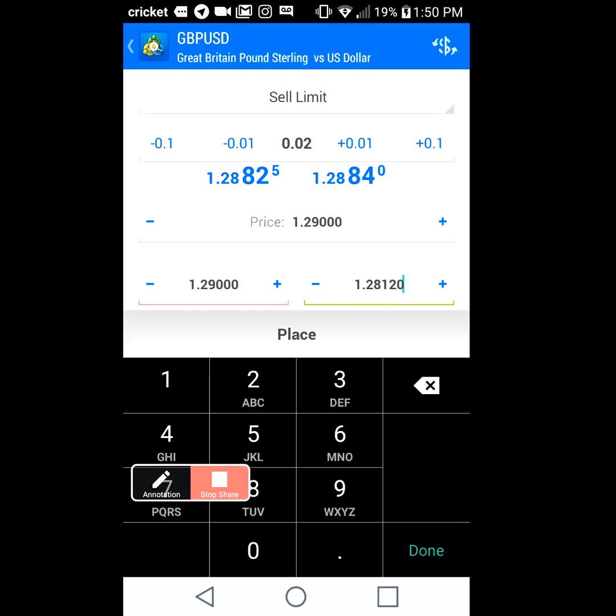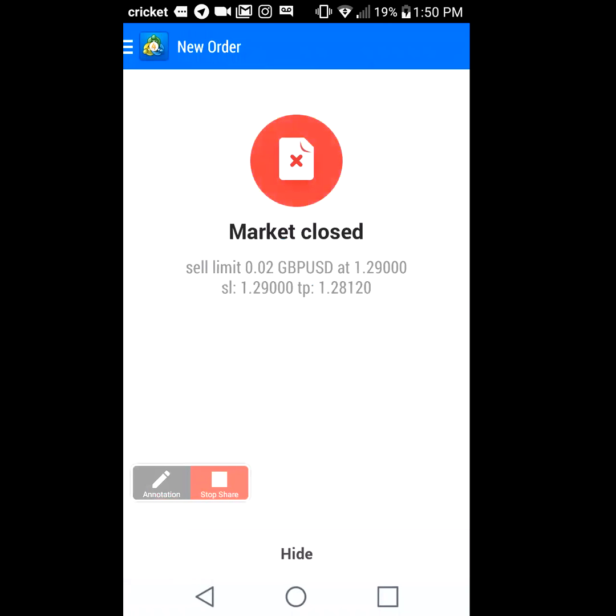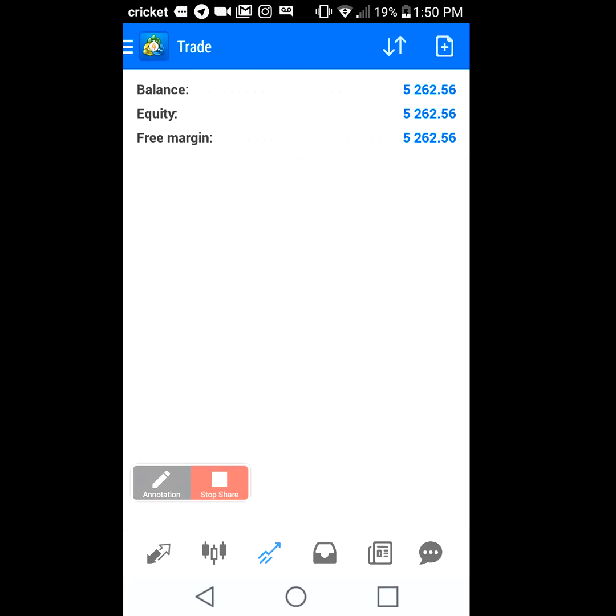So I touch place. Of course, the order could not be executed because the market is closed. Does that make sense, you guys? It makes a lot of sense. Okay, so that's how you do Swipetrades.